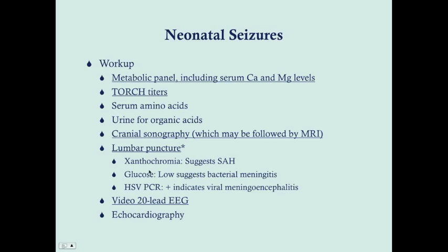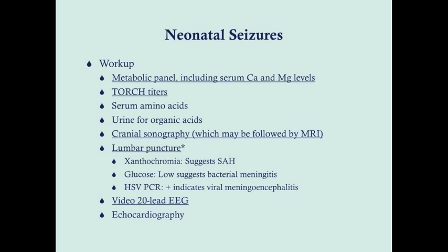You're looking at the color of the cerebrospinal fluid. If there's a yellow color, that suggests blood breakdown, and that would suggest a subarachnoid hemorrhage. If there's low glucose, that's going to suggest bacterial meningitis. Just remember, think of it as the bacteria eating the sugar in the cerebrospinal fluid, and so it's low. You'll also want to get a PCR for HSV because meningoencephalitis can cause seizures as well.